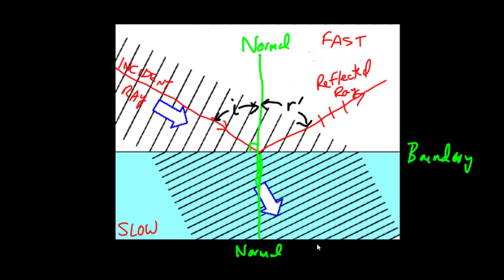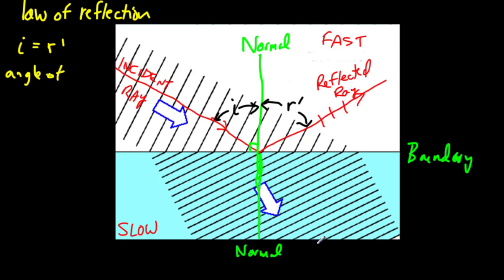So that I can write, this is actually the law of reflection. Let me write it over here. The law of reflection. It simply says that whatever that angle i is, it's going to be exactly the same as the angle r prime. In other words, the angle of incidence must equal the angle of reflection.